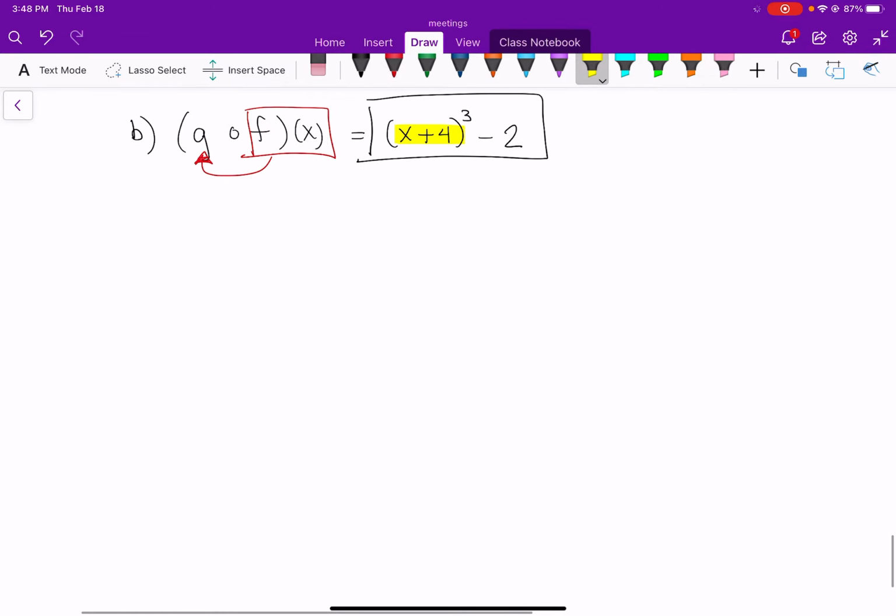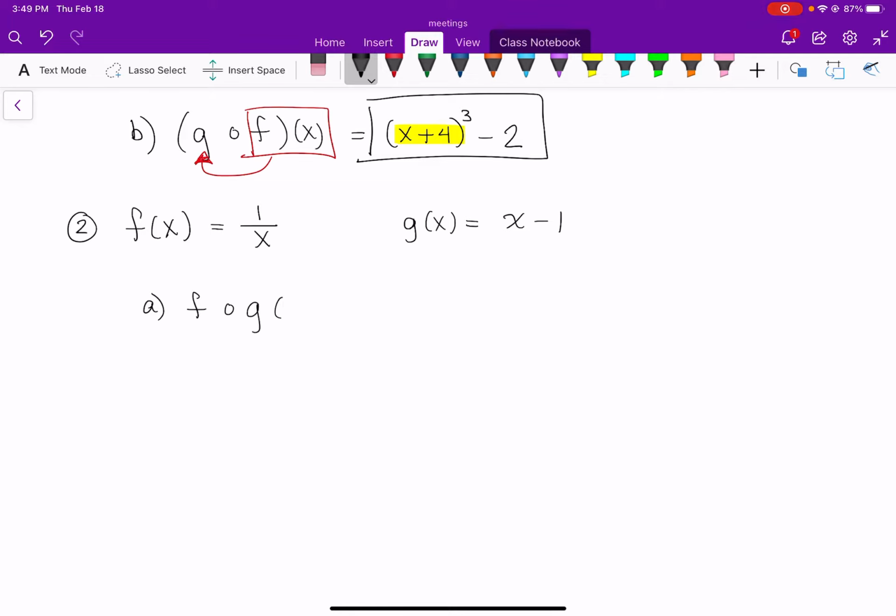All right, so let's try another one. So question number 2, our f of x is going to equal 1 over x, and our g of x is going to equal x minus 1. So for part A, again, we're going to do f composed with g of x.